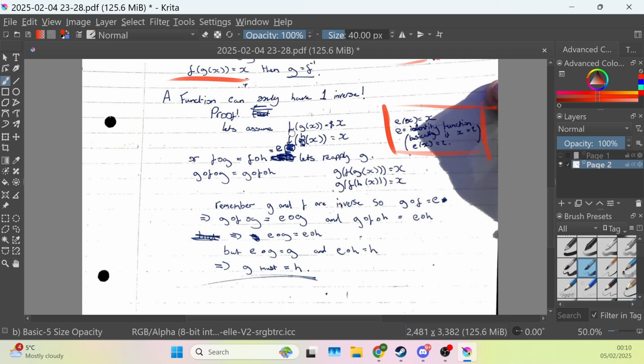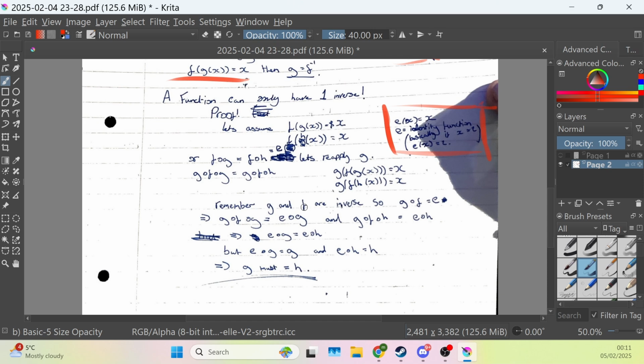First of all, we assume f of g of x equals x and f of h of x equals x. So we're basically saying that f has 2 inverse functions. One is g of x and one is h of x. Or f composed of g equals f composed of h, which equals e. So then let's reapply g to both sides. We get g composed of f composed of g equals g composed of f composed of h. This is all a mouthful. Or this, if it makes it a little bit easier to understand.